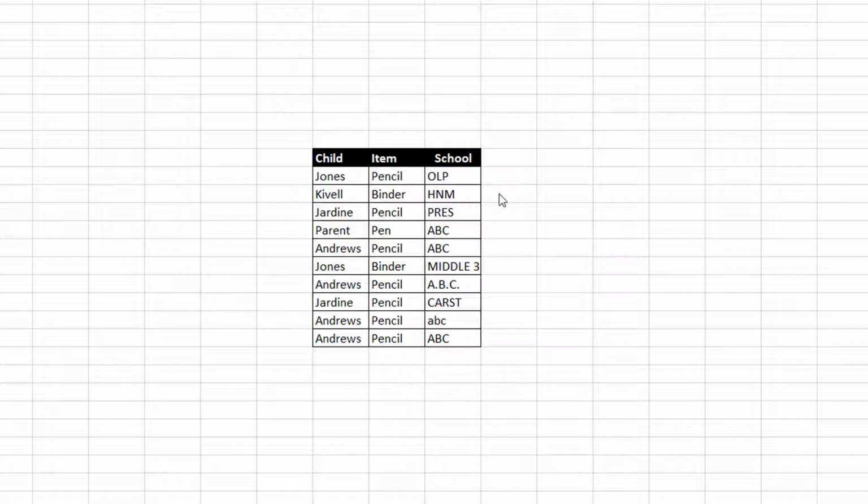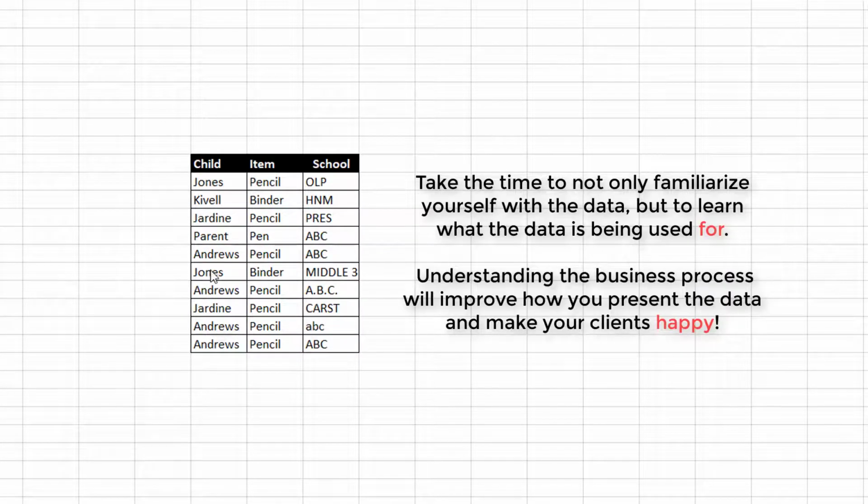So first off, let's examine our data and get a real good understanding of what we're looking at. So we've got the child, the item, just like before. This time we've added in the school. Let's just eyeball this first and see what we think is going to happen when we filter the data. I see Jones in here a couple of times, but he's taken a pencil and a binder, and it's a different school. It's probably a different Jones. So I don't think that's going to roll up into a single row.